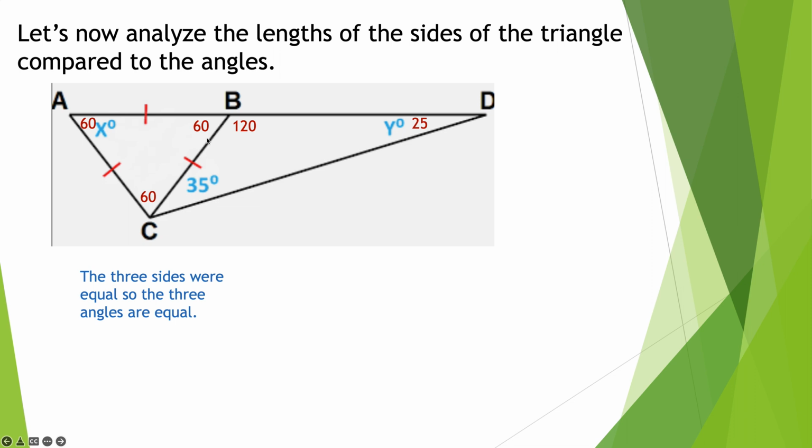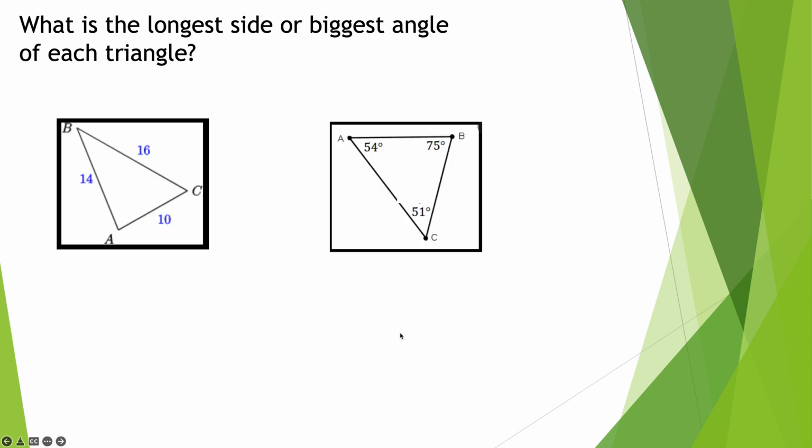Well, what if the sides are not equal? What we notice there is that the bigger the angle, the longer the side. So the longest side of triangle BCD is the side that's across from the 120, okay? And the smallest side is the side that's across from the smallest angle, the angle of 25. So the bigger the angle, the longer the side across from the angle.